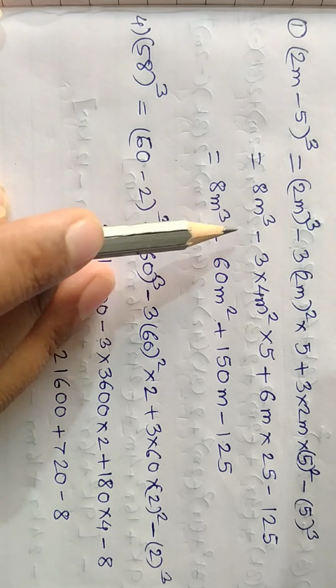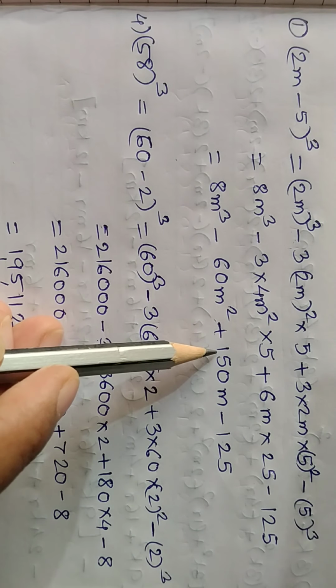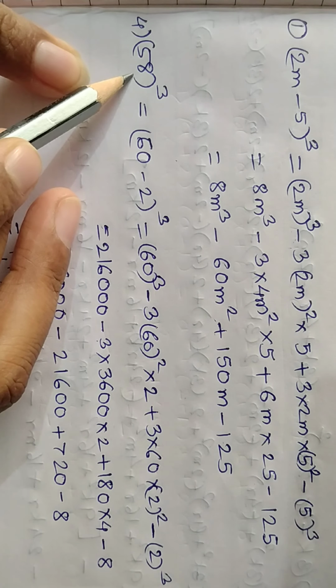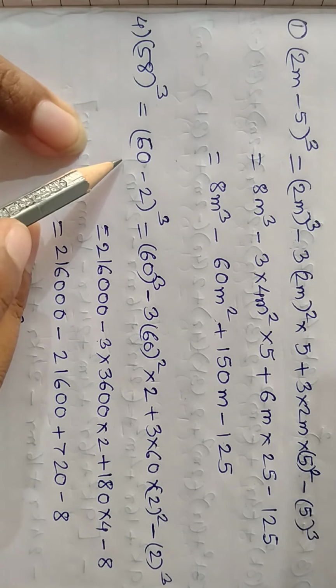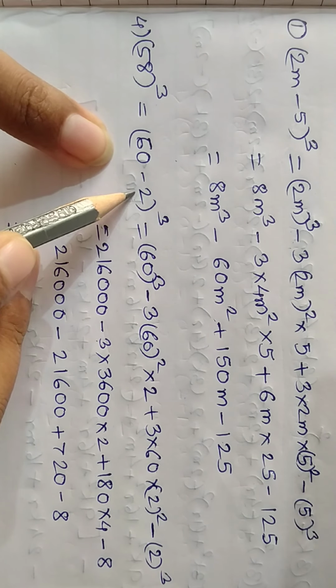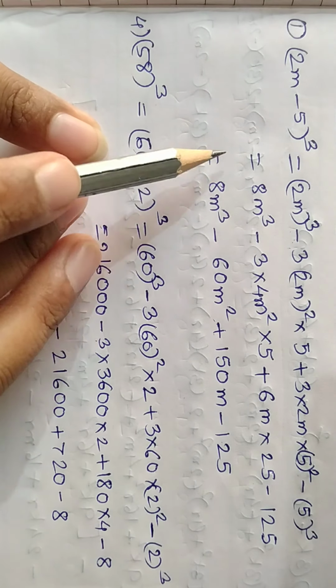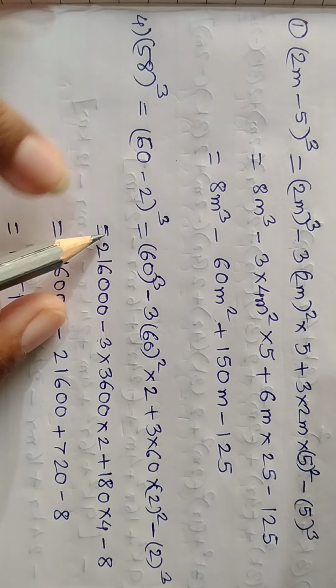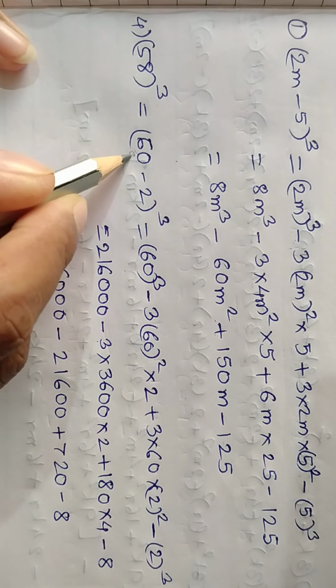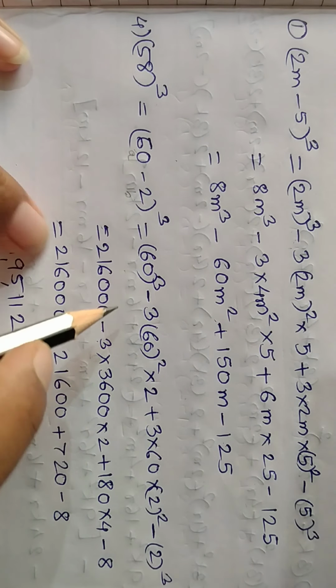I have explained the first one in the previous video. Now see, the fourth one. Here the number is 58 cube. Now we can split this number like this: 60 minus 2, because we have to use the subtraction formula, a minus b whole cube. For this, the first term is a and this is b.